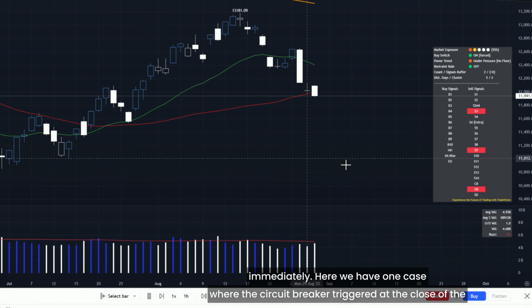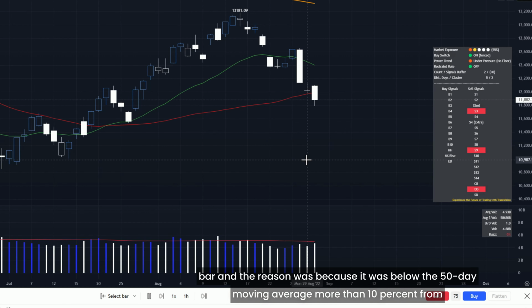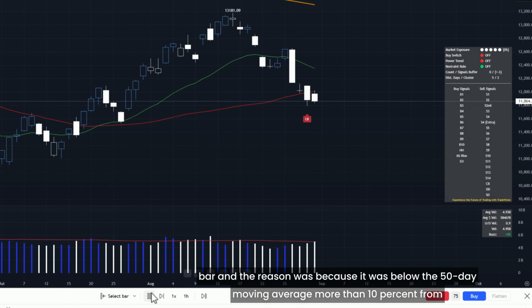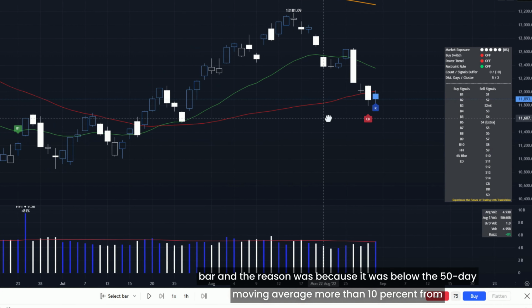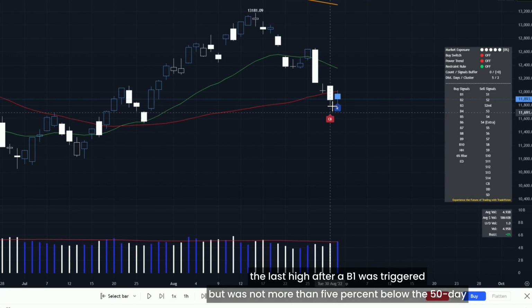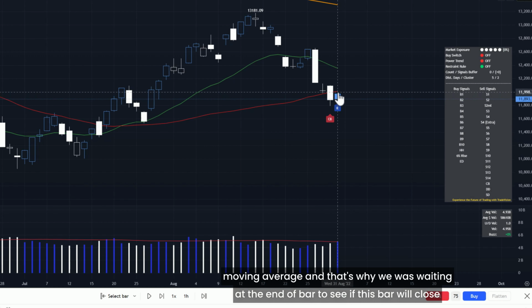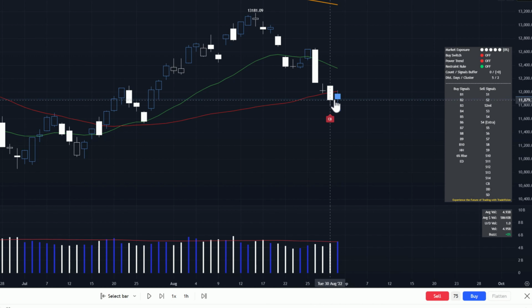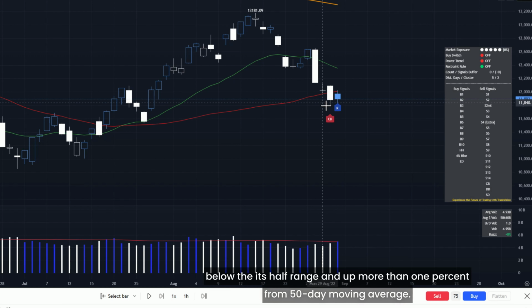Here we have one case where the circuit breaker triggered at the close of the bar, and the reason was because it was below the 50-day moving average, more than 10% from the last high after a B1 was triggered, but was not more than 5% below the 50-day moving average. And that's why we were waiting for the end of the bar to see if this bar would close below its half range and more than 1% below the 50-day moving average.